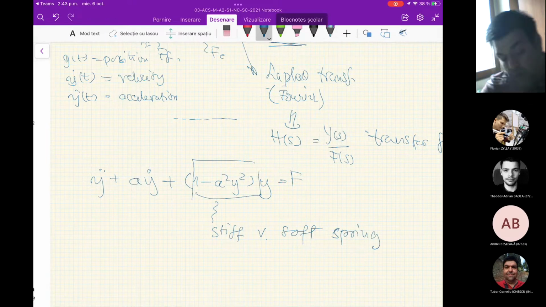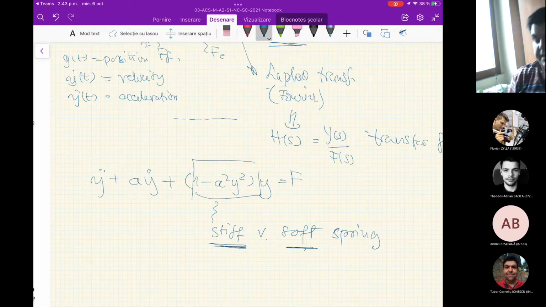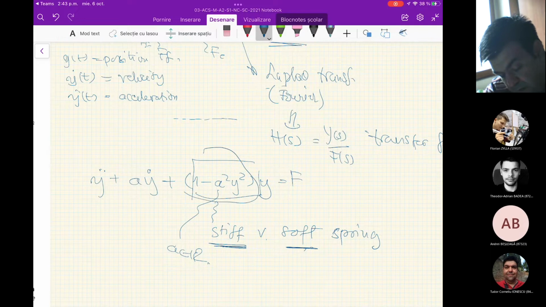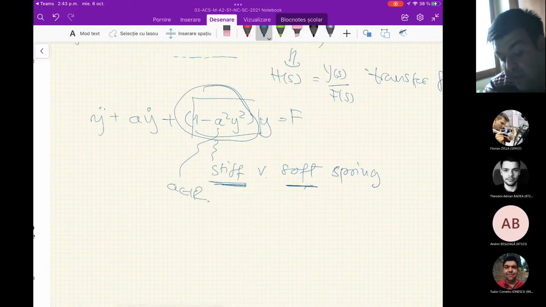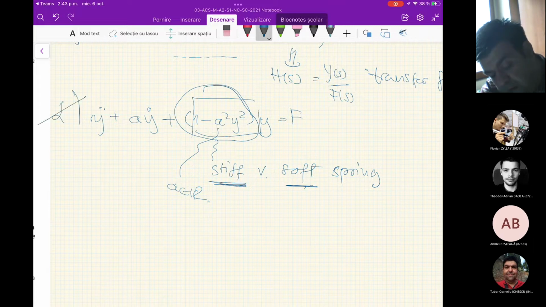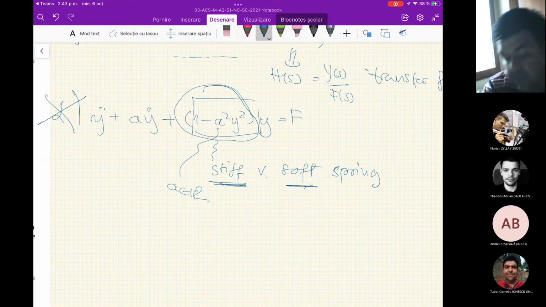Okay, so with a nonlinear function, you can characterize stiff versus soft spring depending on this real coefficient r, or depending actually on this whole function. This whole function defines a soft or stiff spring, which you cannot do in the linear case. But in this case, there is no superposition whatsoever. You can no longer apply the Laplace transform, because y square is not an original Laplace function. You cannot do this anymore.